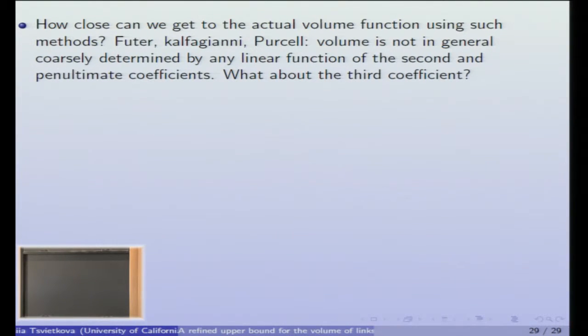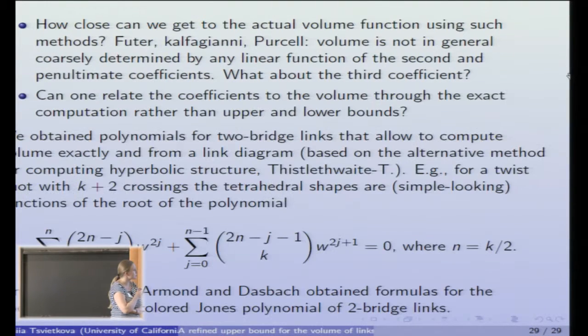Let me tell you about a slightly different approach, something we're also working on for this problem. Another question is, can one really do something similar through exact computation? So rather than getting a bound, can we relate coefficients of the colored Jones polynomial to the volume through exact computation? That's really work in progress. We obtained polynomials for two bridge links that allow us to compute volume exactly, and from the diagram. This is based on our previous work with Morwen Thistlethwaite.